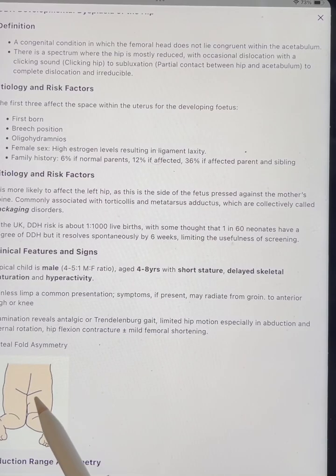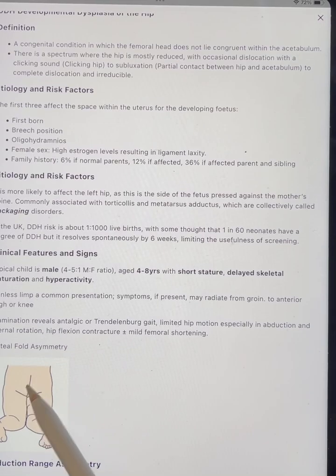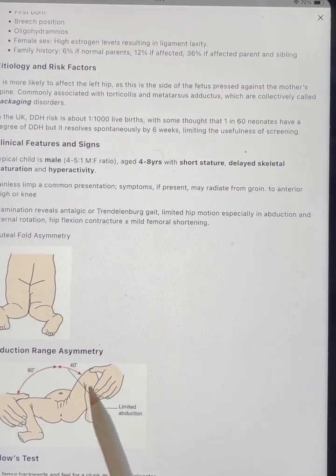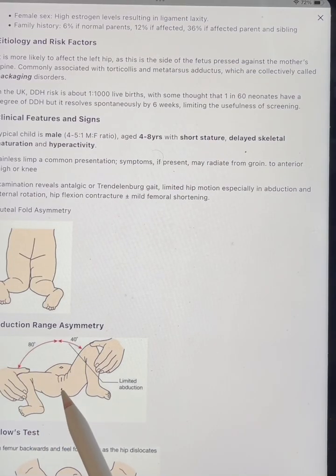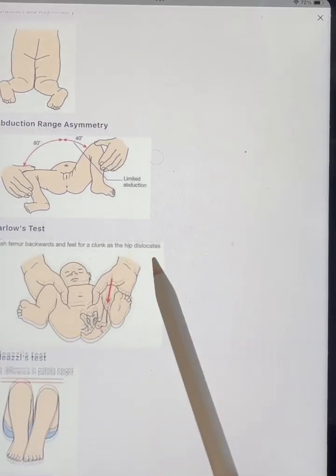They are not at the same level because the joint is slipped from here. Therefore, this is one gluteal fold. This is the abduction range of movement. You can see here this is less and this is more. So this is 40 degrees only, and this is 80 degrees.